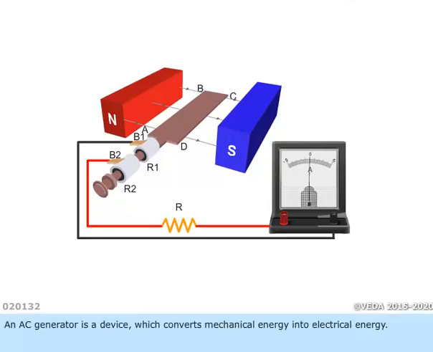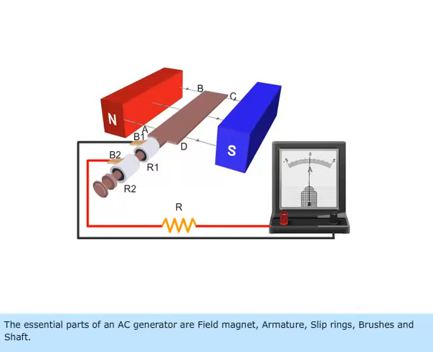An AC generator is a device which converts mechanical energy into electrical energy. The essential parts of an AC generator are field magnet, armature, slip rings, brushes, and shaft.